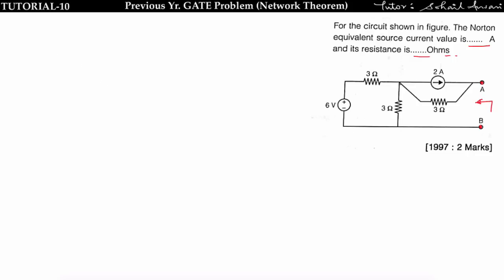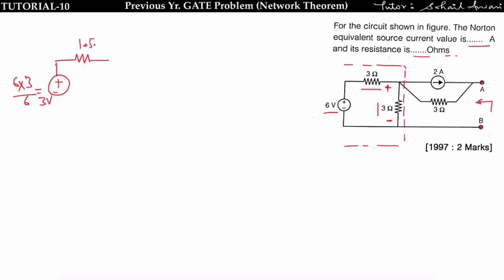So I will redraw this circuit. I have already explained that you can replace this much circuit with one voltage source in series with one resistance, and the voltage source value is given by the value across this 3 ohm resistor, that is 6 multiplied by 3 divided by the total resistance 3 plus 3, that is equal to 3 volt. So I can connect a 3 volt voltage source, and the value of resistance will be 3 parallel with 3, that means 1.5 ohm. If you have seen my previous lecture, you can easily understand how I am converting this circuit to this circuit.